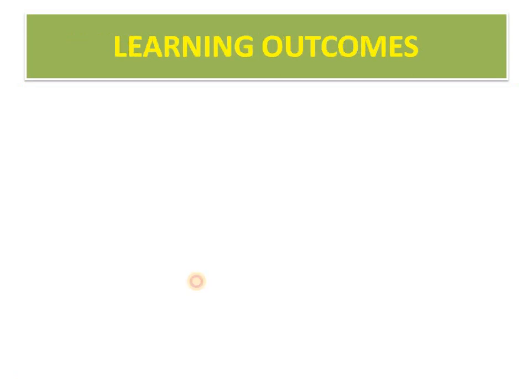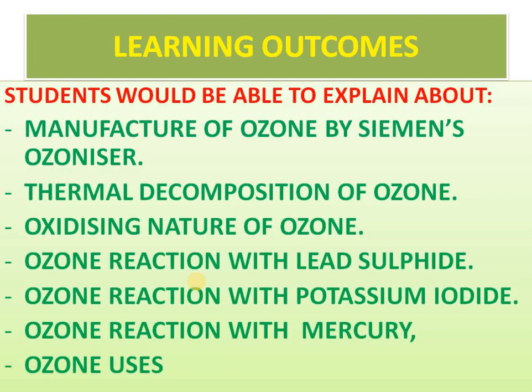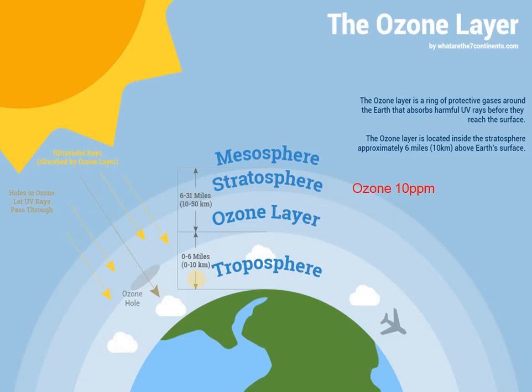Let us start. So the learning outcomes from this session: you would be able to explain about manufacturing of ozone by Siemens ozonizer, thermal decomposition of ozone at high temperature, oxidizing nature of ozone, that is very important, and the reactions of ozone with lead sulphide, potassium iodide and mercury, and further to that, uses of ozone. Let us start. So see here, this is ozone.